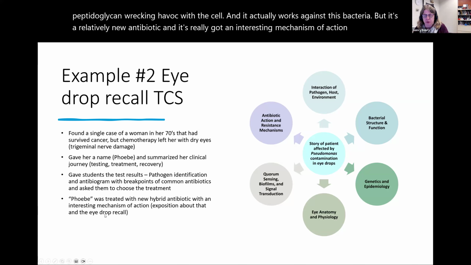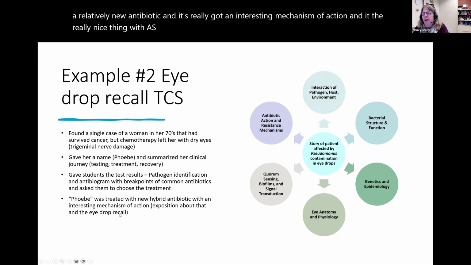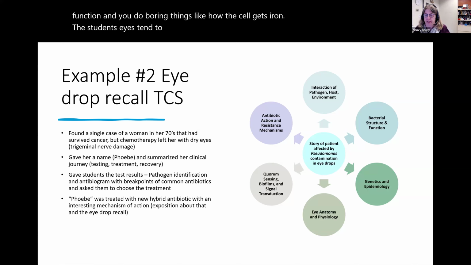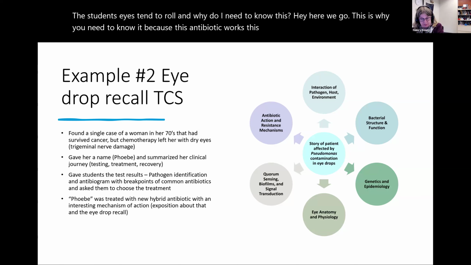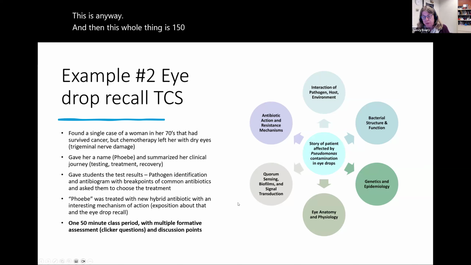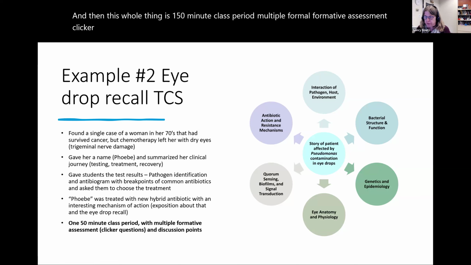And the really nice thing, as a microbiology person, is that whenever you talk about cell structure and function and you do boring things like how the cell gets iron, the students' eyes tend to roll and they think, ugh, why do I need to know this? Hey, here we go. This is why you need to know it, because this antibiotic works this way. And then this whole thing is one 50-minute class period, with multiple formative assessment clicker questions and discussion points throughout.